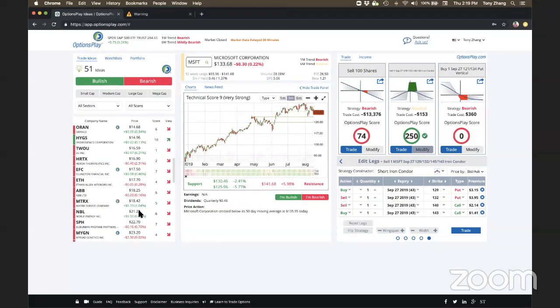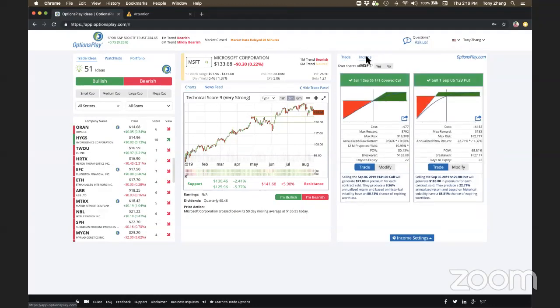What is the difference in function between your trade and income tabs above the options play score? The income tab is specifically geared for income strategies, so covered calls and cash secured puts. In the webinar next week, we're going to talk about credit spreads. The following week, I'm going to talk about enhancing your equity positions using options. For that, I'm going to be using the income tab.